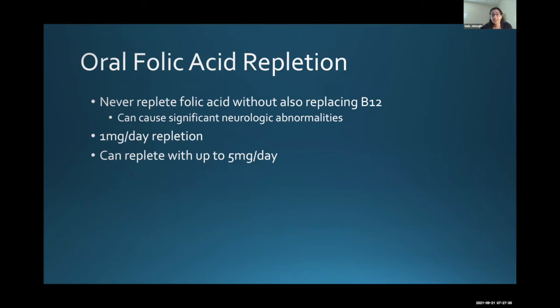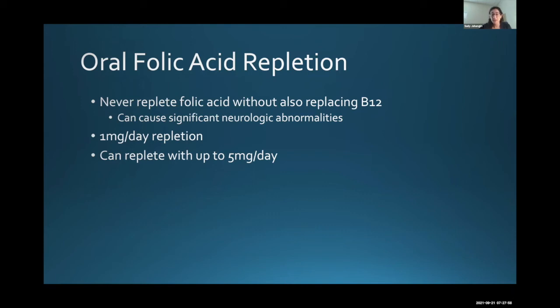For folate, I do usually replete folate alongside B12, even if the labs look normal for B12 initially. Sometimes as the body incorporates folate and B12 into making more red blood cells while you're doing the folate replacement, you can actually unmask a B12 deficiency, and B12 replacement is pretty cheap and easy to obtain, really low side effect risk.